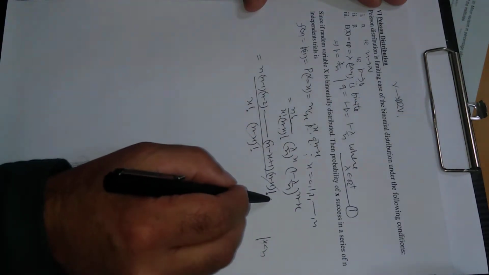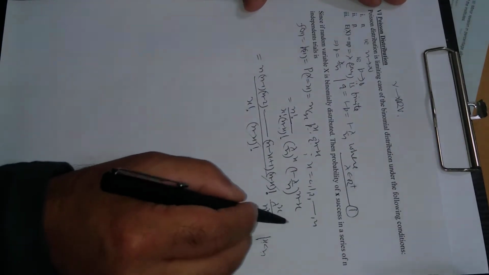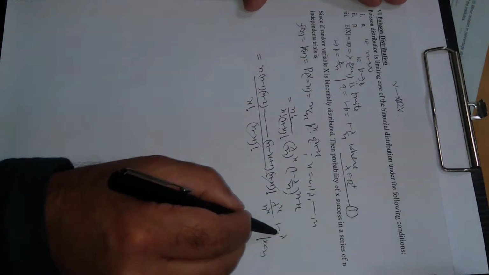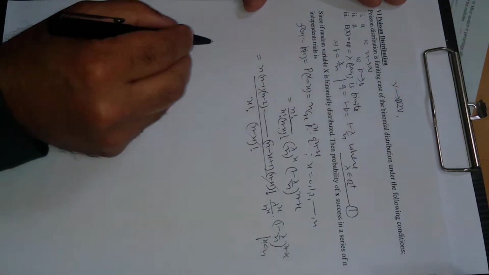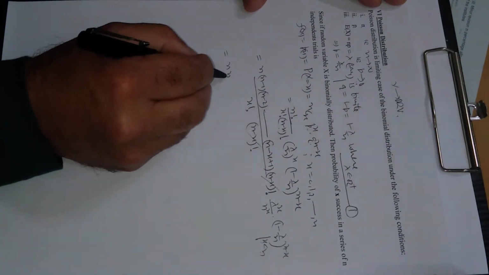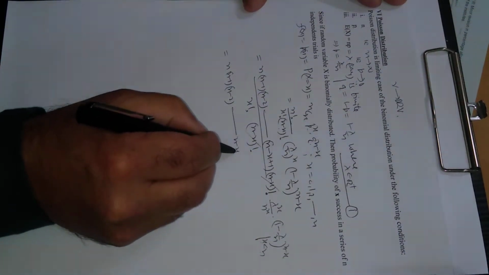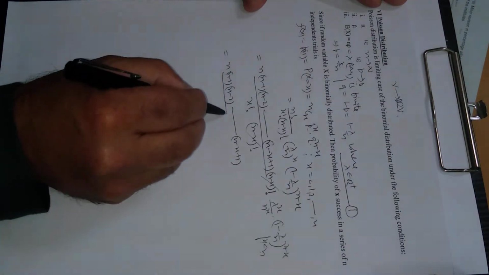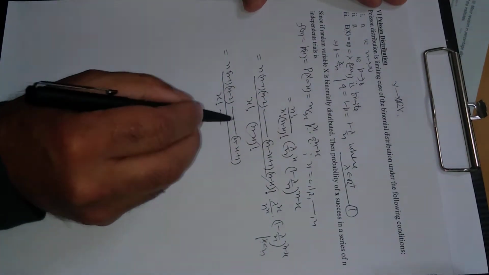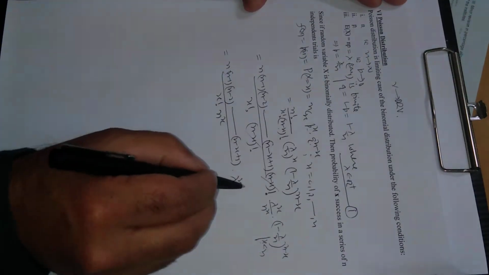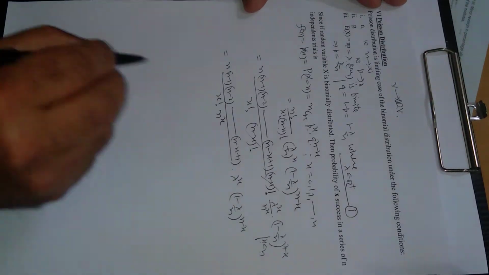Left next is this one, lambda raised to power x upon n raised to power x, and the last term is 1 minus lambda upon n whole raised to power n minus x. So we are left with n minus 1, n minus 2, and so on up to n minus x plus 1, whole divided by factorial x, n raised to power x, and the next term is lambda raised to power x, 1 minus lambda upon n raised to power n minus x.